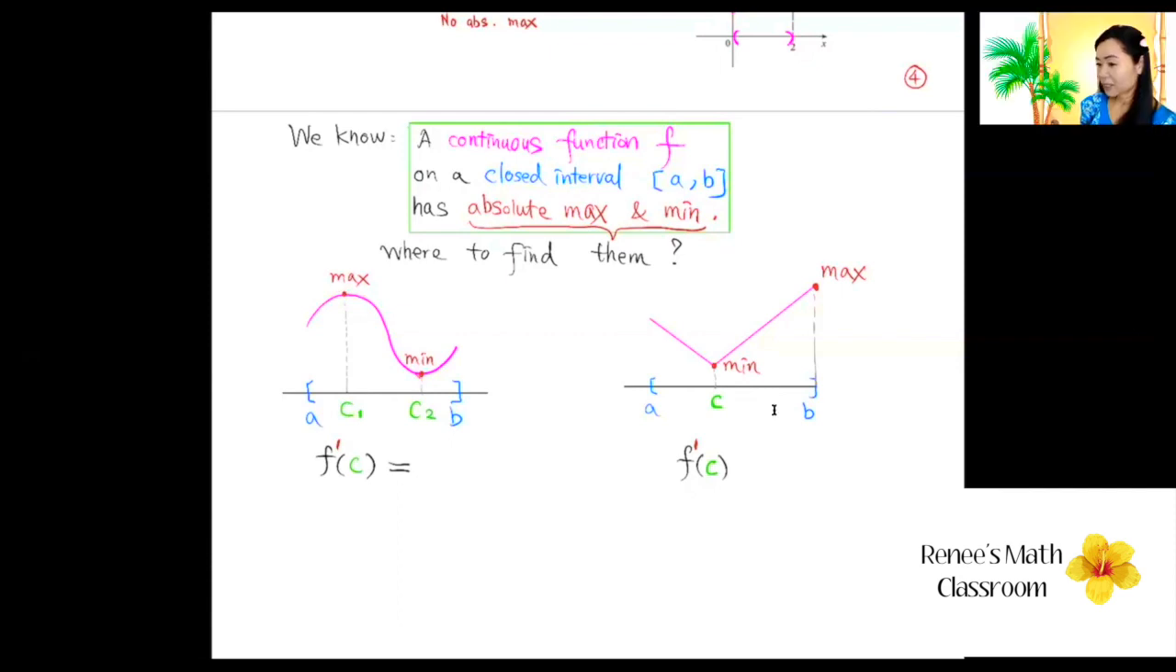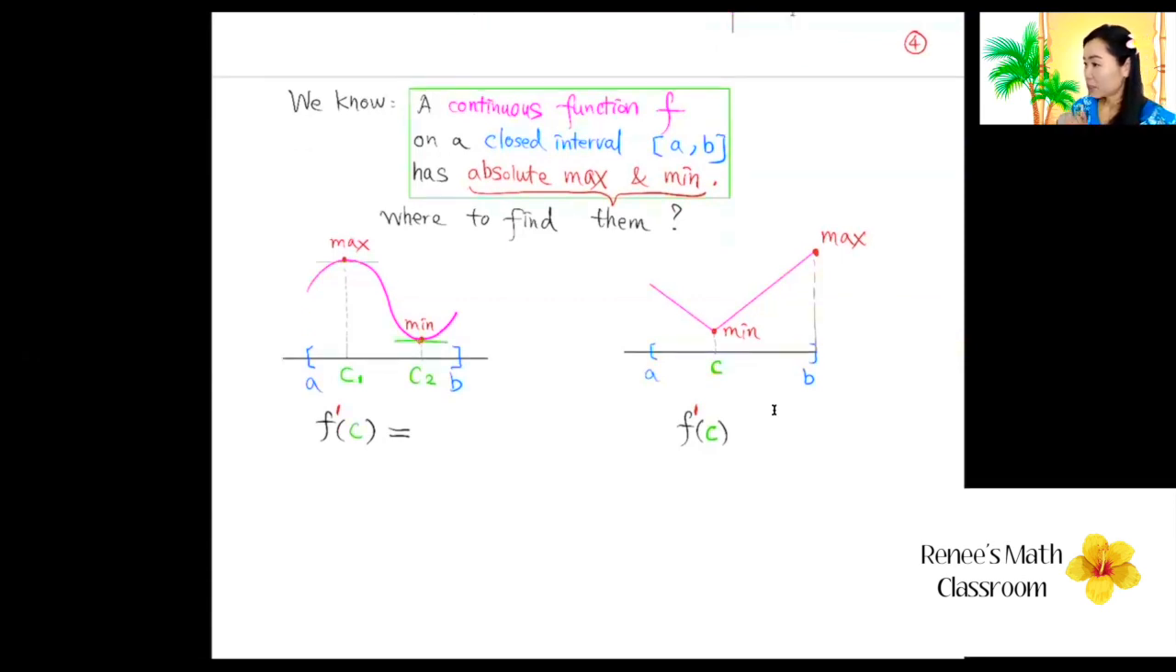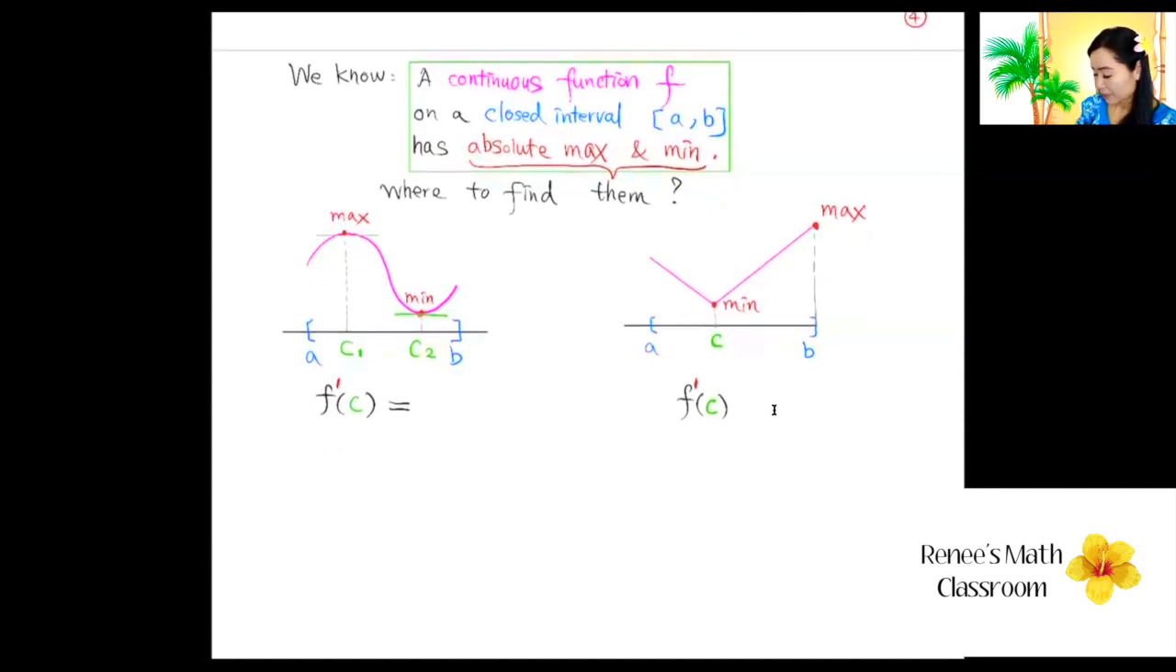The slope equals 0, right? Yes. So if I draw a tangent line, then it's going to be horizontal, which means the slope will be equal to 0. So f prime of c will be equal to 0 when c here is c1 or c2. We see the absolute max and absolute min, and at these 2 points, the derivative at c1 and c2 will be equal to 0. The slope of the tangent line equals 0.